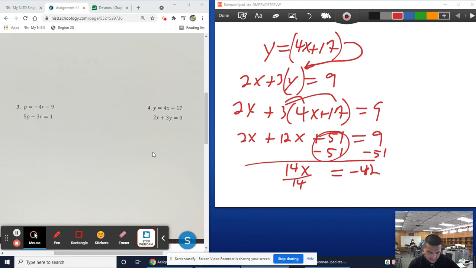Okay, if I divide by 14, x equals negative 3.